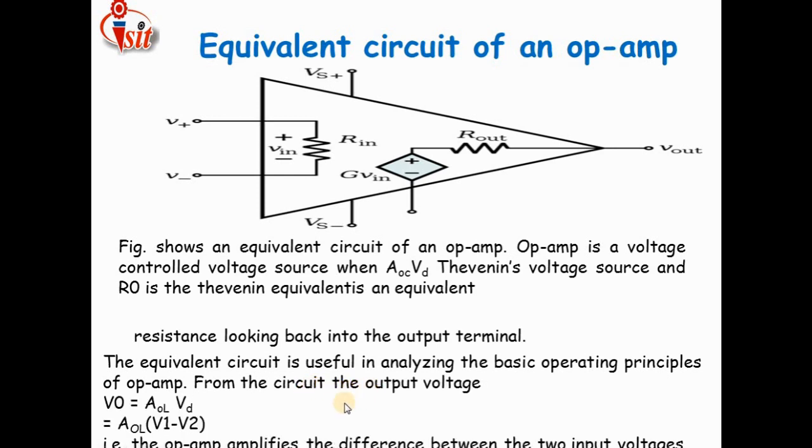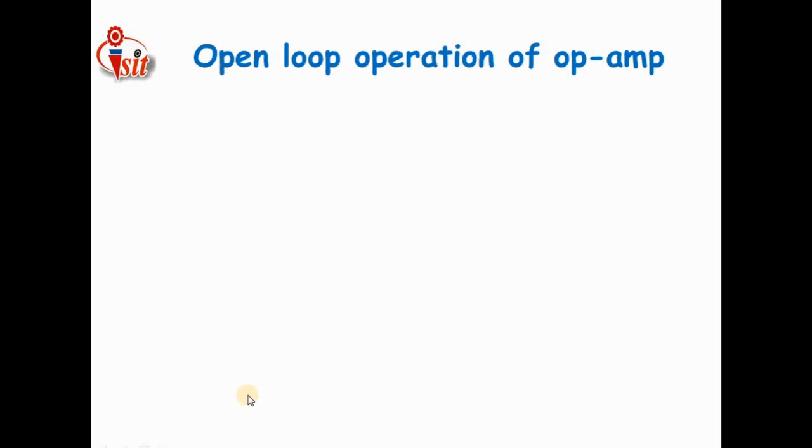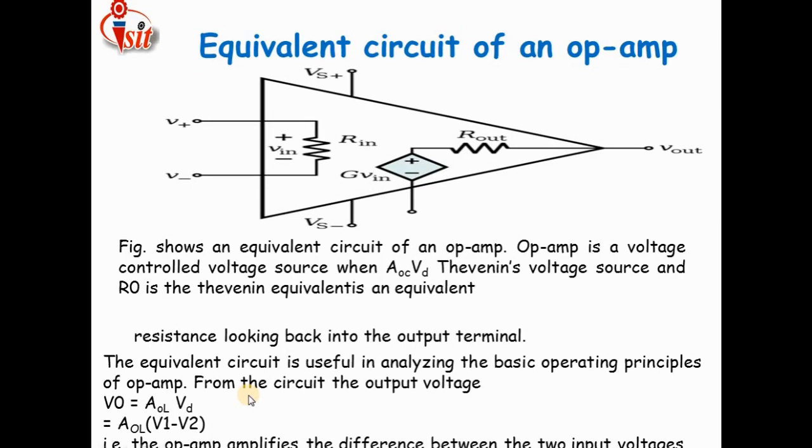From the circuit, the output voltage V_O is equal to the open loop gain times the voltage difference. How are we going to calculate that voltage difference? The voltage difference is calculated as the non-inverting terminal input voltage minus the inverting terminal input voltage. Here V1 is the non-inverting terminal input voltage and V2 is the inverting terminal input voltage. That is, the op amp amplifies the difference between the two inputs.